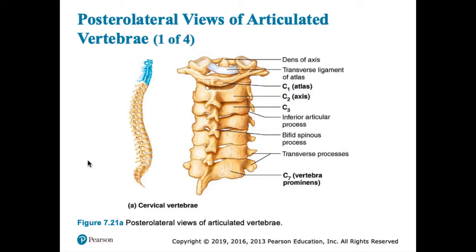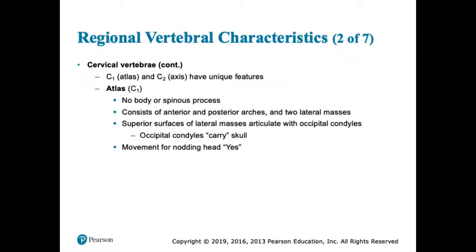And the C2 axis is, so making sure that you're looking for that. And there's that protruding edge that you can feel, which is used as a marking in a locator. The cervical vertebrae, atlas C1, has no body or spinous processes, and consists of the anterior and posterior arches and two lateral masses. The superior surface of the lateral masses articulate with the occipital condyles, and of course, they carry the skull. The movement is like nodding the head, yes.